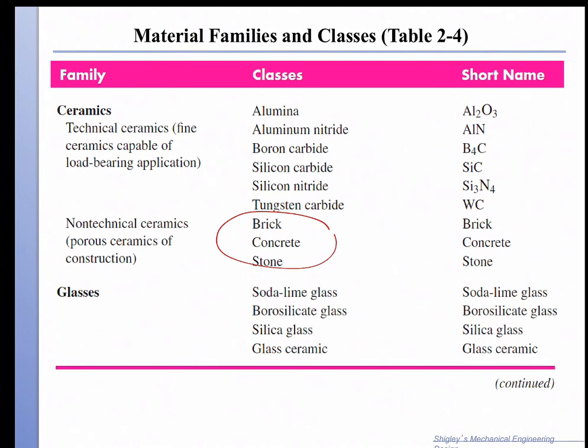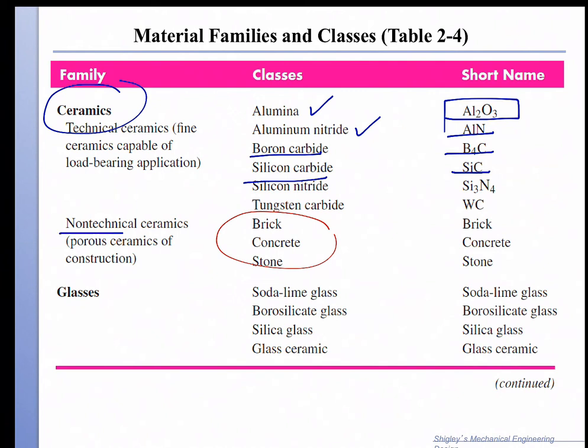The second family is the ceramics. And for the ceramics, there are some common names used like alumina, but alumina, if you look at it, is basically aluminum oxide. Aluminum nitride, which is AlN, boron carbide, B4C, silicon carbide, SiC, and so forth. So that's a group or class of materials within the family of ceramics. We also have what's called non-technical ceramics, which are made from bricks, concrete, and stone.